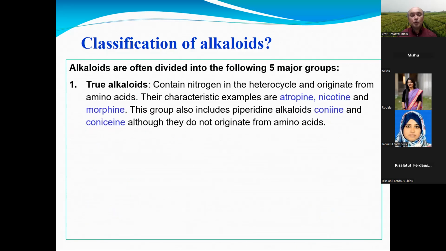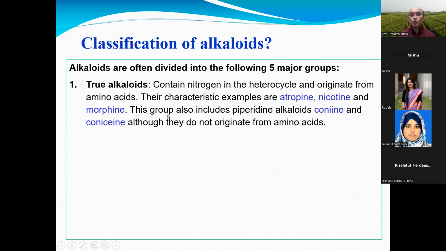The first group we can call true alkaloids. True alkaloids are heterocyclic organic compounds that originate from amino acids. You know that all secondary metabolites are derived from the primary metabolites. In the case of alkaloids, they are derived mostly from the amino acids. Characteristic examples of true alkaloids are atropine, nicotine, morphine, the most famous ones.